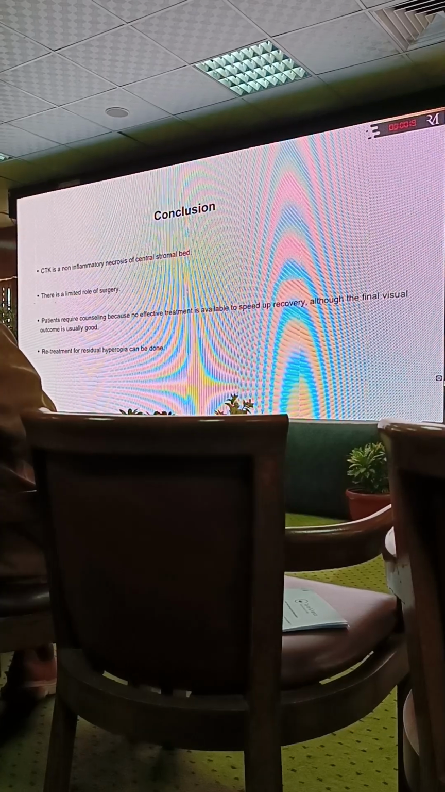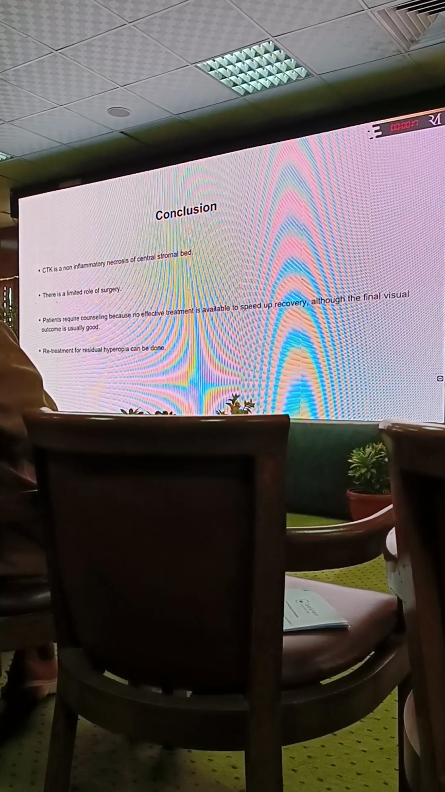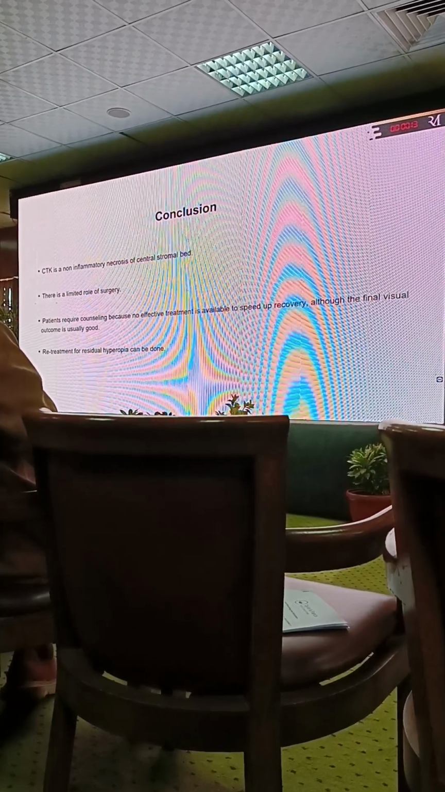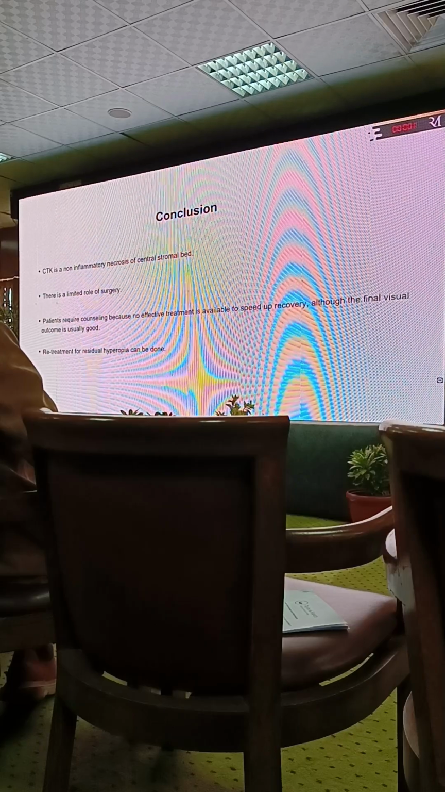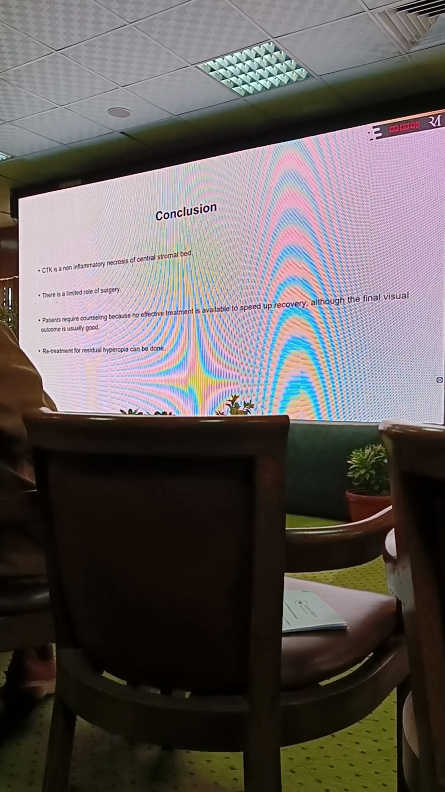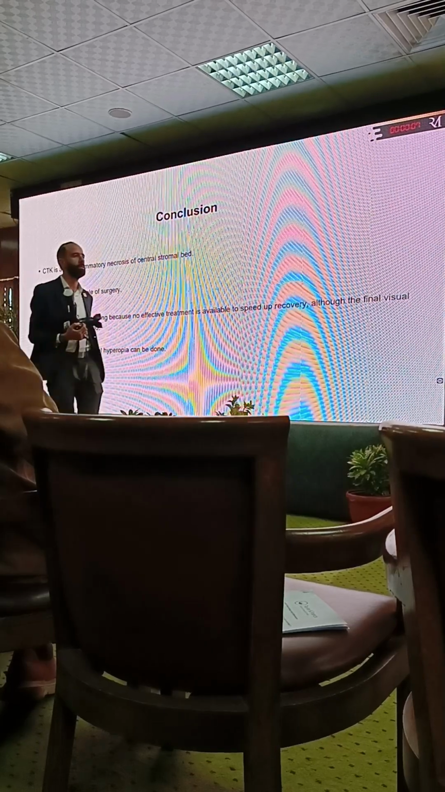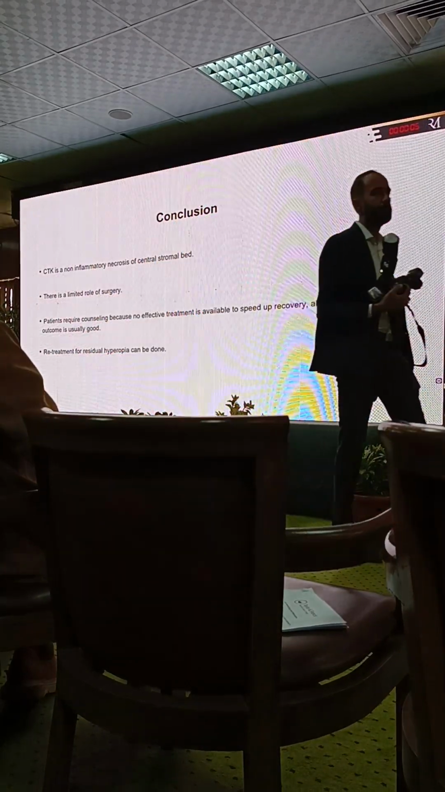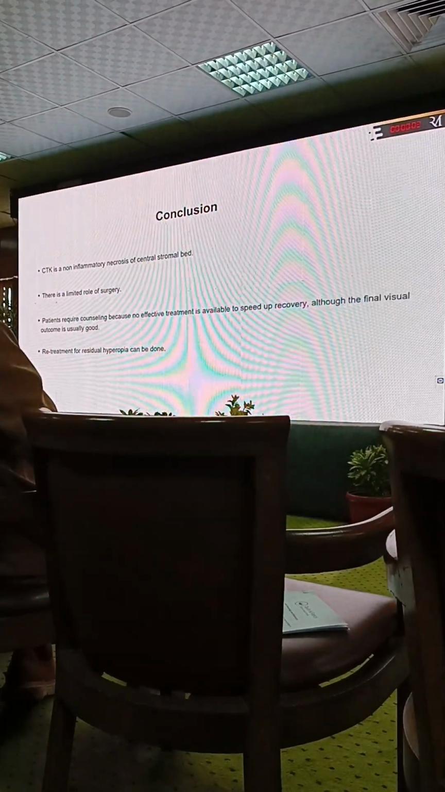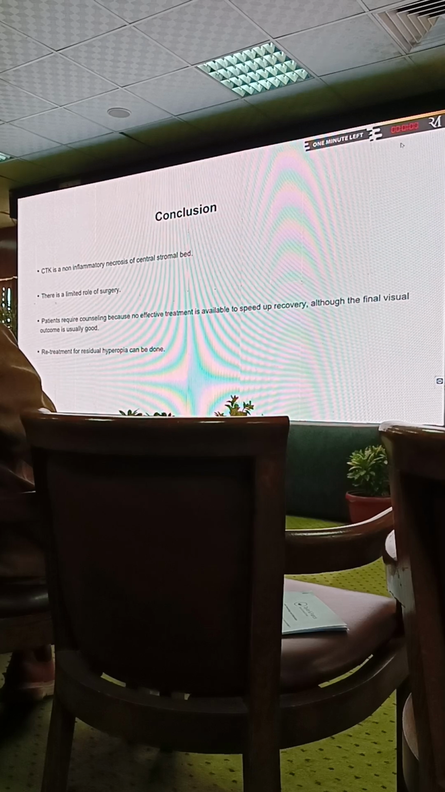There is a limited role of surgery, and patient requires counseling because no effective treatment is available to speed up the recovery, although the final visual outcome is usually good. If you have residual hyperopia, you can do enhancement or retreatment with good outcome in these cases. And thank you very much.